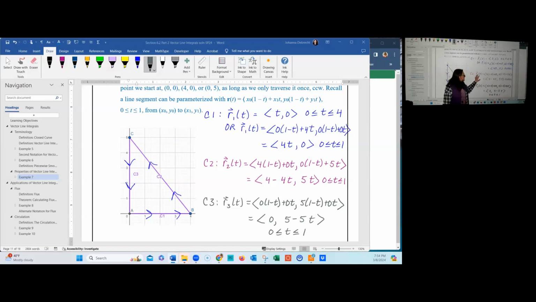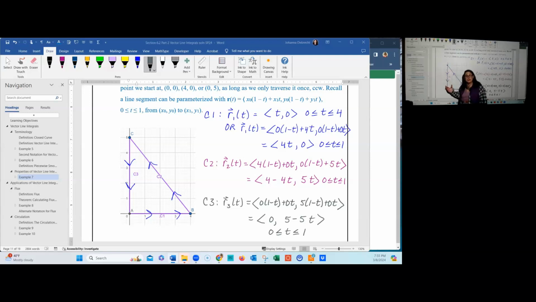For the second piecewise smooth section, which was a slanted line, I chose to use the formula, and I got the parameterization 4 minus 4t comma 5t, with t between 0 and 1. On the third section, it is tempting to want to let y be t and x be 0, but the problem is that that would graph it in the reverse direction.